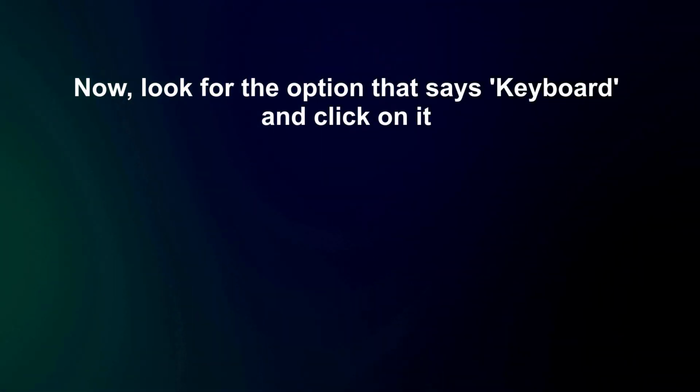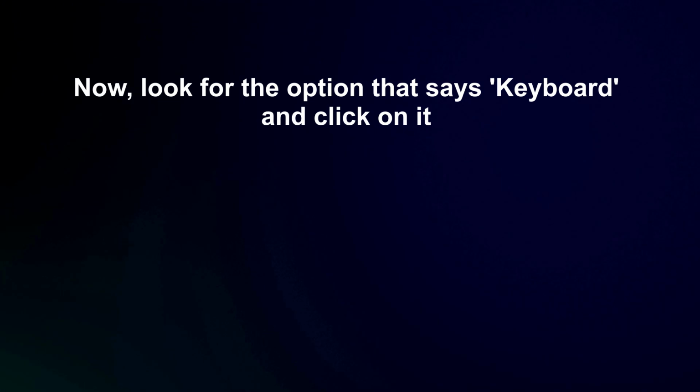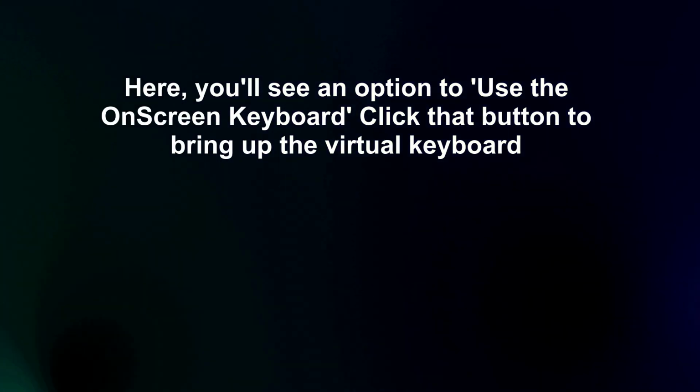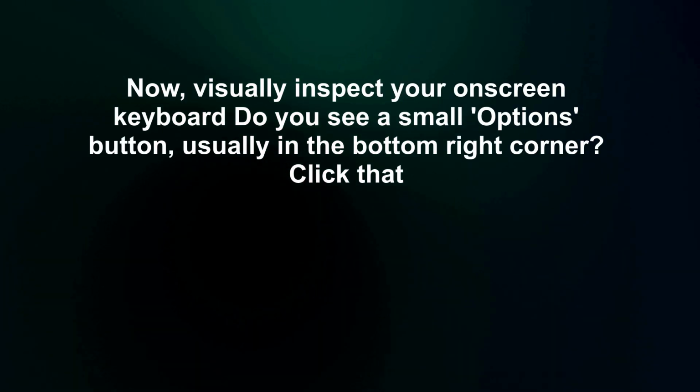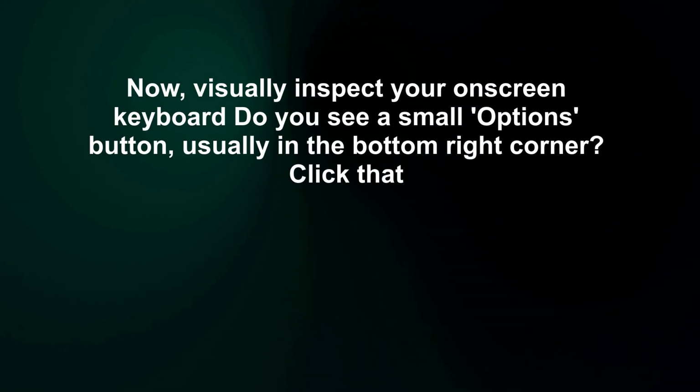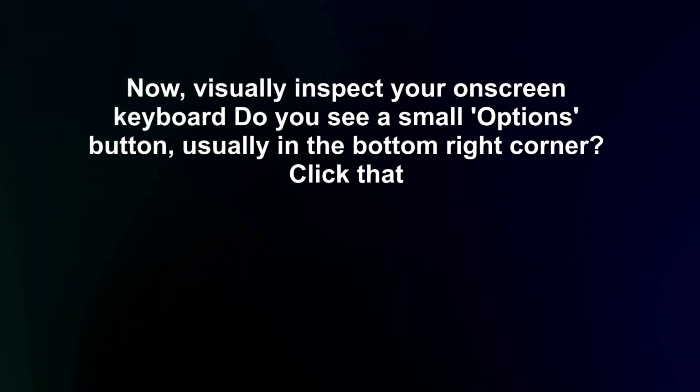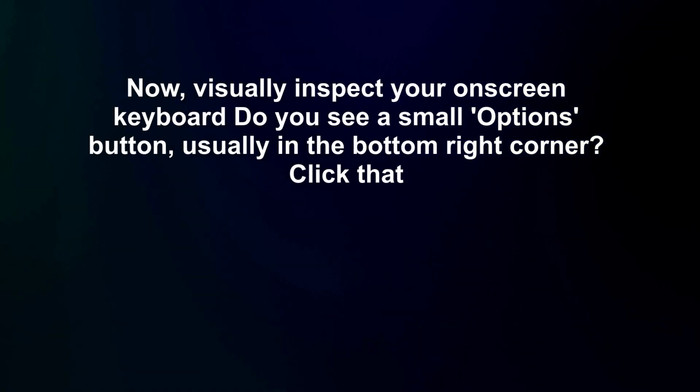Now, look for the option that says Keyboard and click on it. Here, you'll see an option to use the on-screen keyboard. Click that button to bring up the virtual keyboard. Now, visually inspect your on-screen keyboard. Do you see a small Options button? Usually in the bottom right corner, click that.